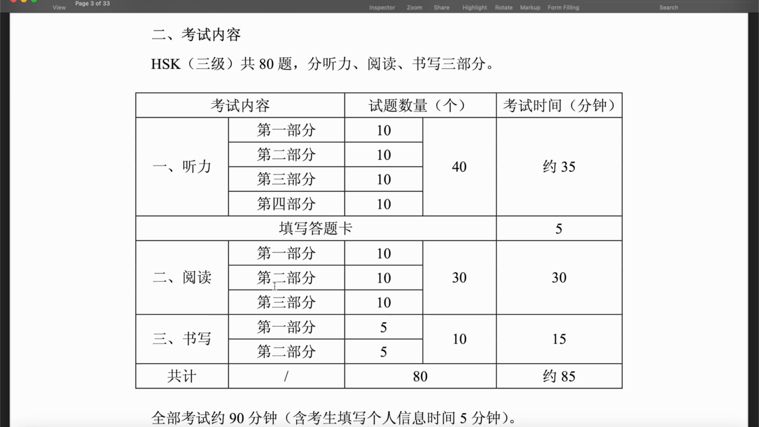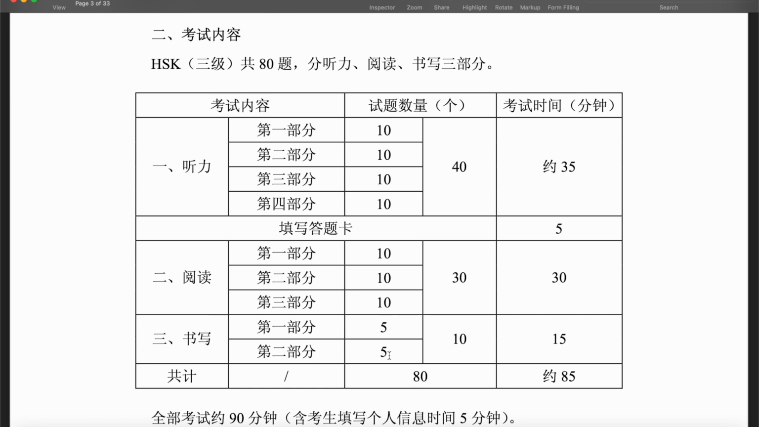Reading has 3 subsections, and each has 10 questions. And writing has 2 subsections, each has 5 questions. Okay, so this is the overall section structure of the HSK level 3 exam.